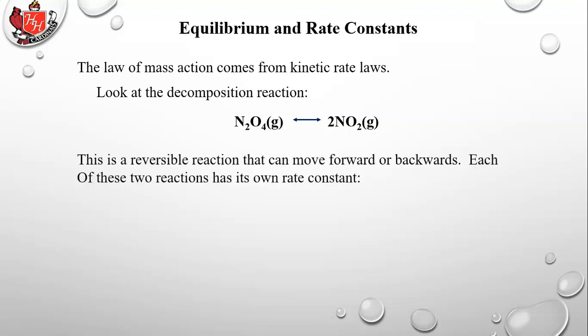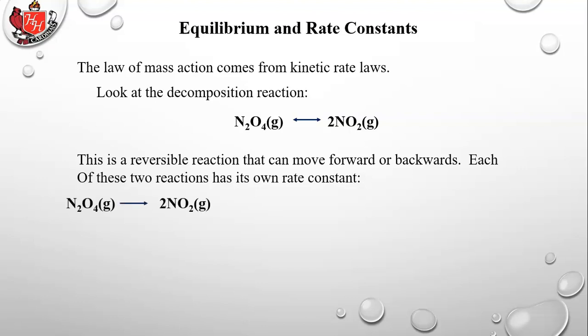This is a reversible reaction that can move forwards and backwards. Each of these two reactions has its own rate constant. So you remember we did that when we did rate mechanisms. We took a reversible reaction and we said that it has a forward rate constant that's going from N2O4 over to 2NO2, and it has a reverse rate constant that's going from 2NO2 backwards to N2O4, and those are going to be different rate constants.